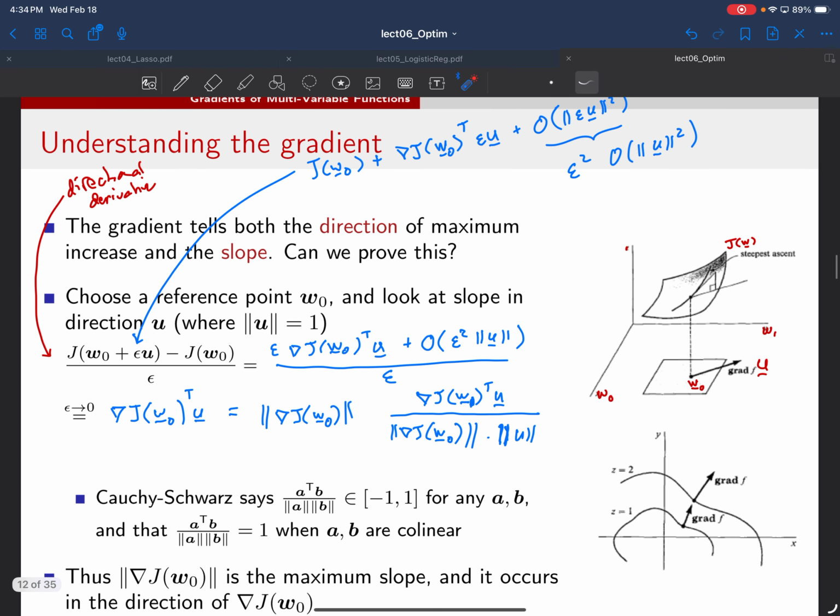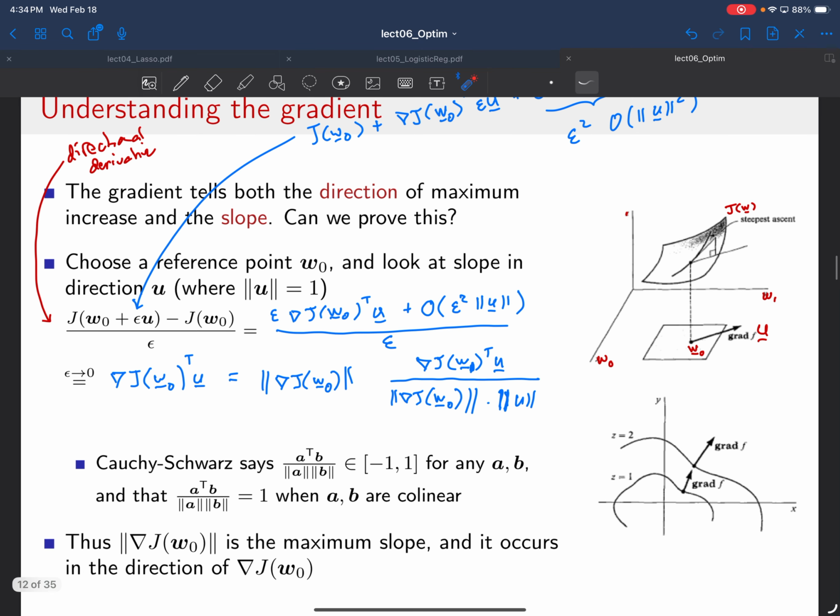Okay, so now we know that the steepest direction uphill is the gradient direction. And second of all, if I look in that direction and I look at the slope at that point, we know this goes to 1 and this is the slope. Okay, so to summarize, the norm of the gradient is the maximum slope, and it occurs when we look in the direction of the gradient. So the gradient tells us the steepest uphill slope.